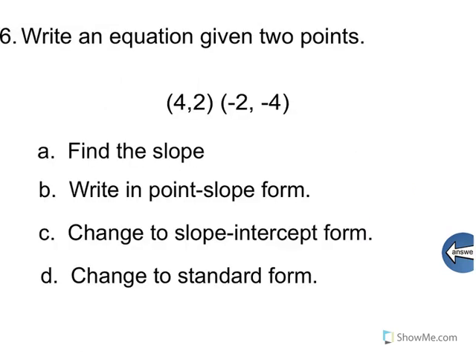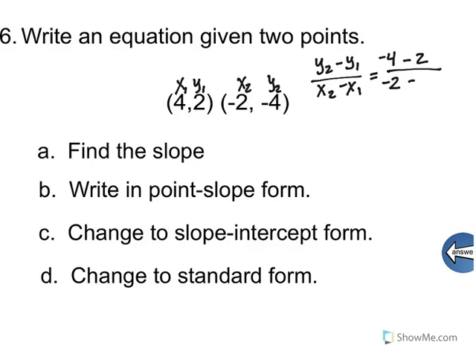Here we're going to write an equation when we're given 2 points. So first we're going to have to find the slope. Since we have 2 points, we can use our slope formula, which is y2 minus y1 over x2 minus x1. Again, I label my points just so that I know where to put them. So we got -4 minus 2 over -2 minus 4. -4 minus 2, that's -6. -2 minus 4, that's also -6. So this gives us a slope of +1.